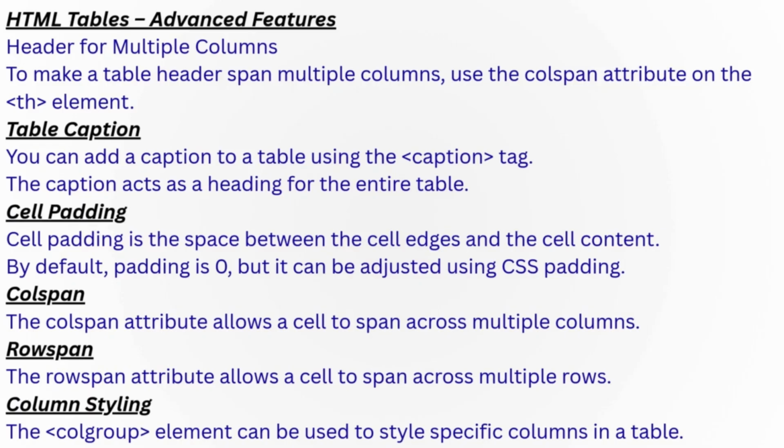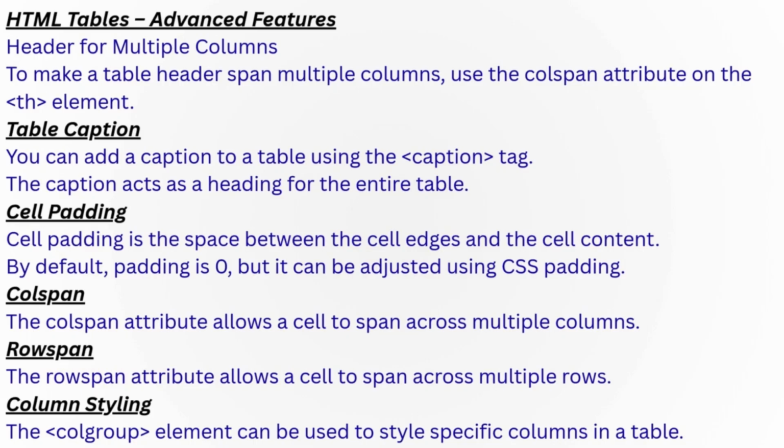Now let's move to HTML tables with advanced features. First, we have the header for multiple columns. If you want a table header to stretch across more than one column, you can use the colspan attribute inside the th element. Next is the table caption. The caption tag lets you add a little description for the table. This caption works as a heading for the entire table.